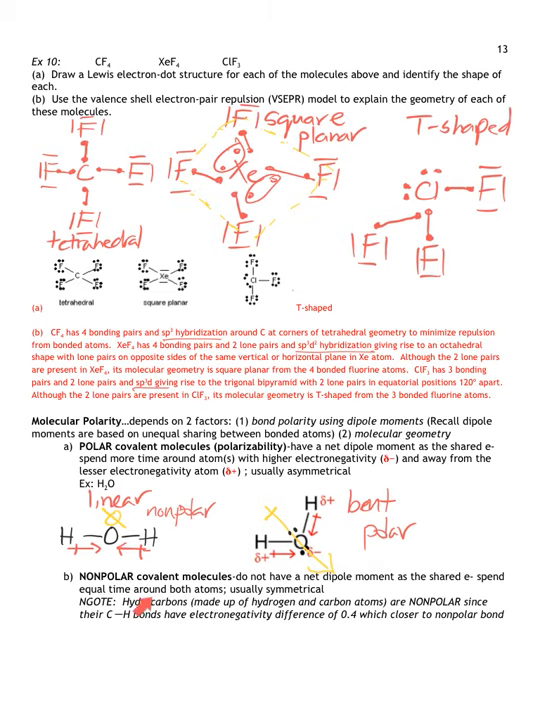Now let's look at an example of nonpolar. Nonpolar covalent molecules do not have a net dipole, as the shared electrons spend equal time around both atoms, or all the atoms, usually symmetrical. Note, hydrocarbons made up of carbon and hydrogens are nonpolar, since their carbon-hydrogen bonds have an electronegativity difference of 0.4, which is closer to a nonpolar bond. So this is a little bit of a fact: hydrocarbon C-H bonds are always nonpolar.